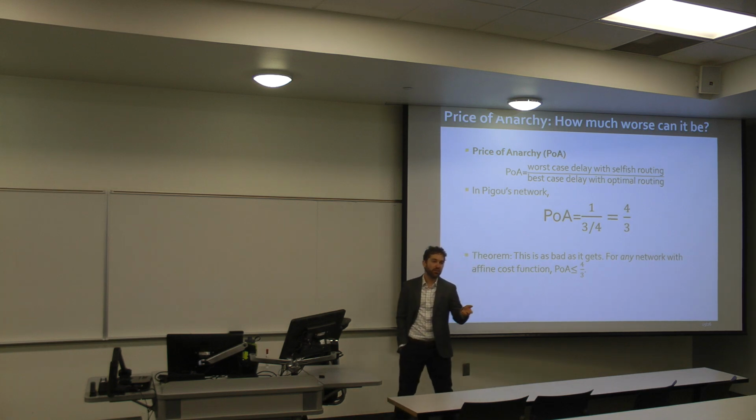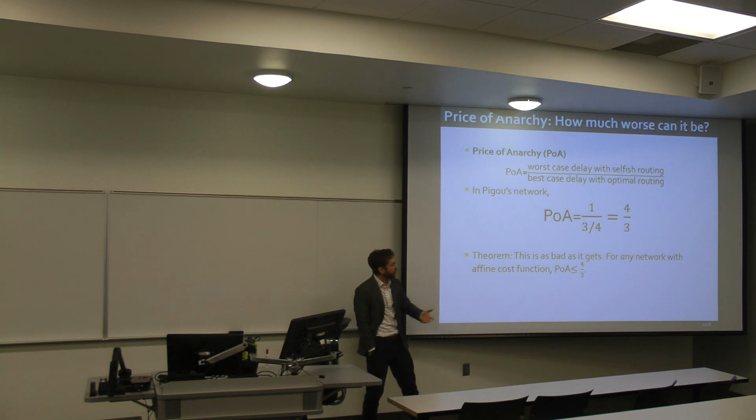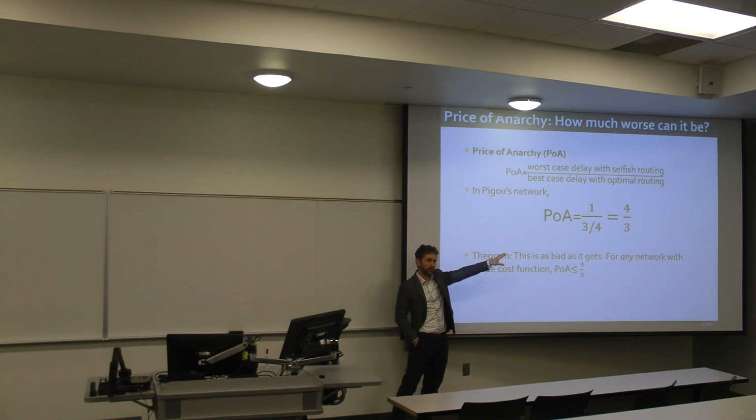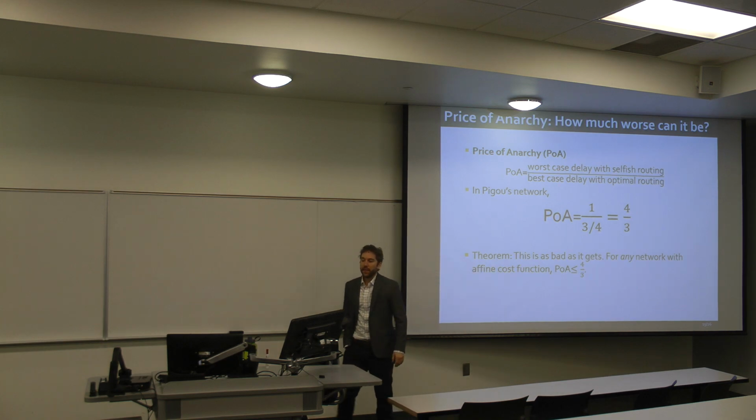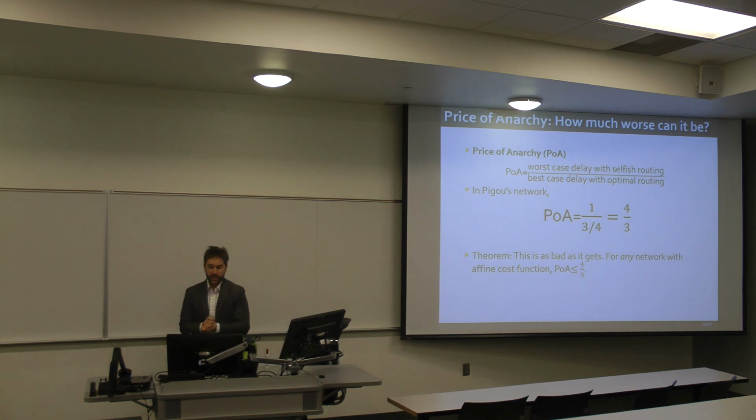Is that a good model? Probably not. You should probably get a better model, and in that case, you can get different and more refined prices of anarchy. But let's just do the affine cost and think about what happens there. And so yes, you could have a fixed delay, and then a linearly increasing delay based on how many people are on that link, but at worst case 4/3.